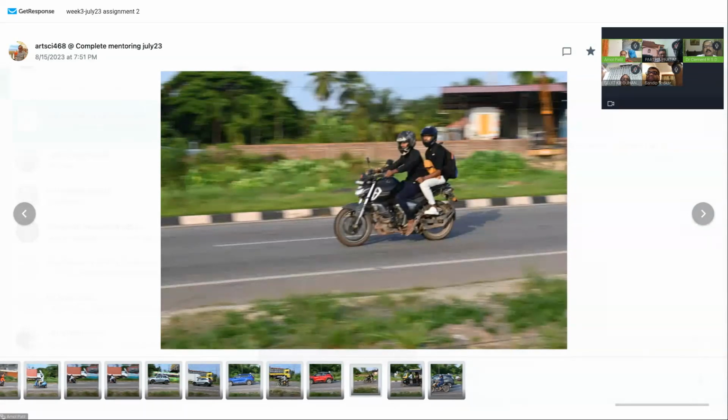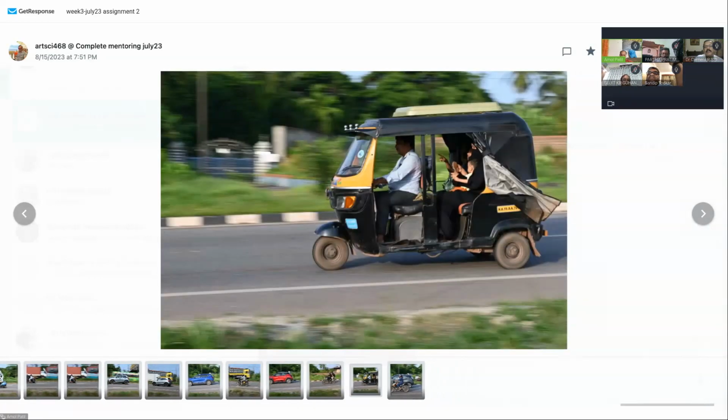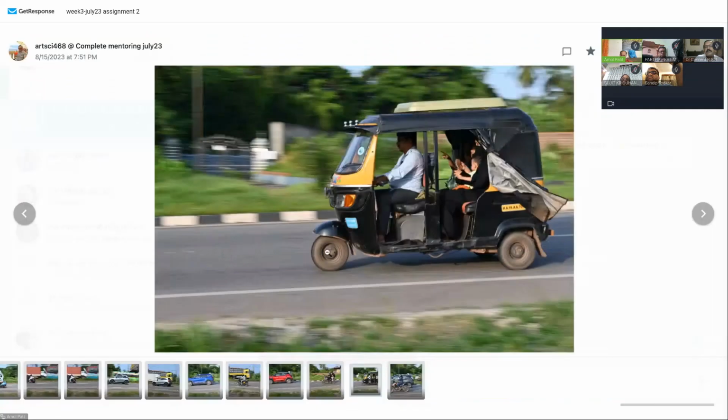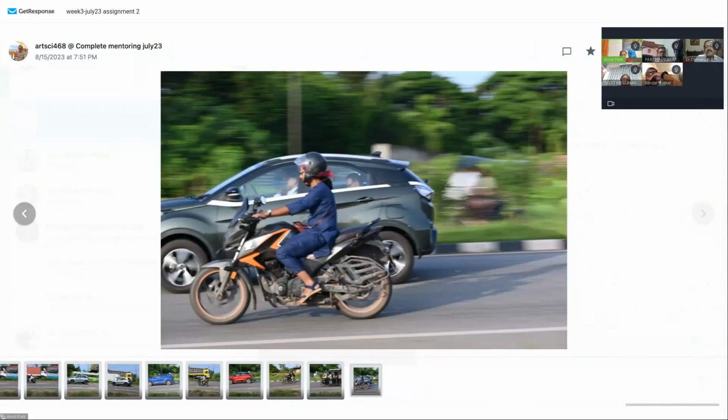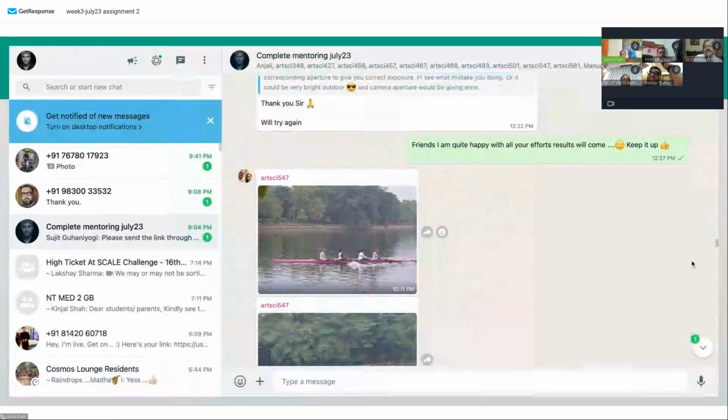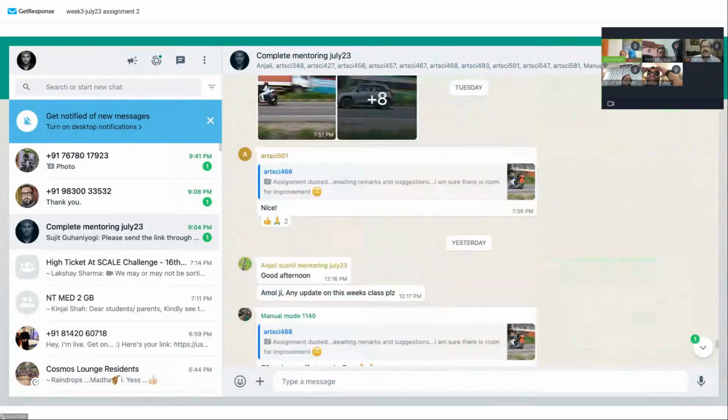Good. See, your focus is really wonderful. Beautiful. All these are 50 mm. And that is the reason why it looks so close, because you are very close to the vehicles. Thank you, ladies and gentlemen. I think you had a good time shooting all these.